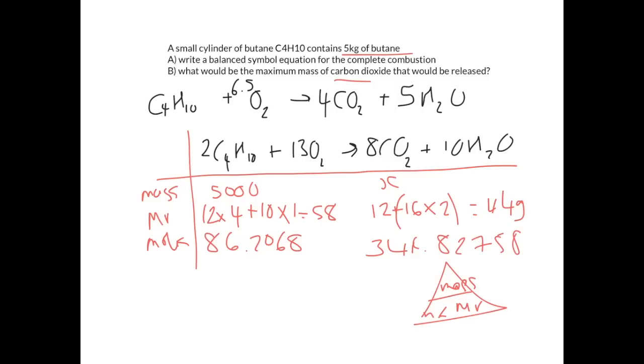344.827586, and so on. And then we're finally after X, so we're going to use our formula triangle again. We're looking for mass, so therefore it's number of moles times MR. So we're going to do 344.827 times 44, which gives us a value which is 15,172 grams.